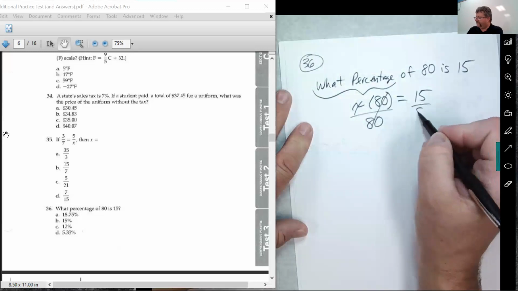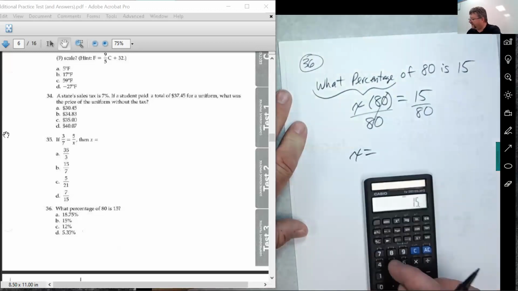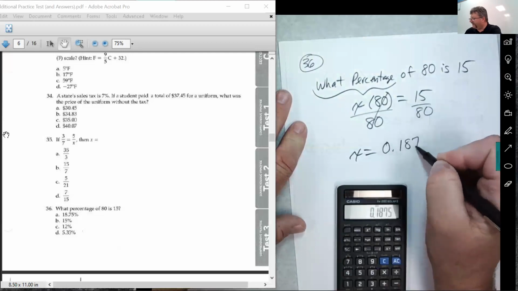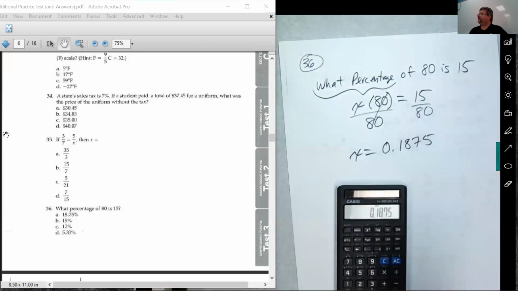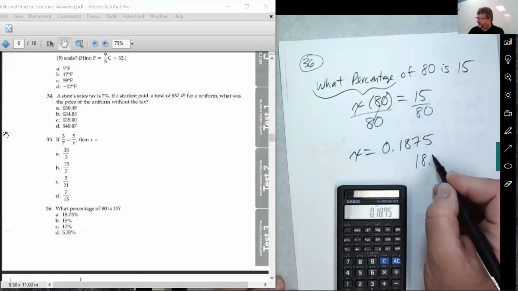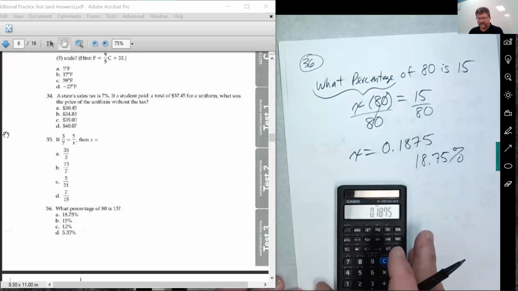Divide by 80, x equals 15 divided by 80, which will give us a decimal, 0.1875, but you're going to see that's not one of our choices because the question says what percent. How do you turn that decimal into a percent? You move it 2 places to the right, so 18.75, and slap a percent sign on it. And if we check out our choices, they're choice A.